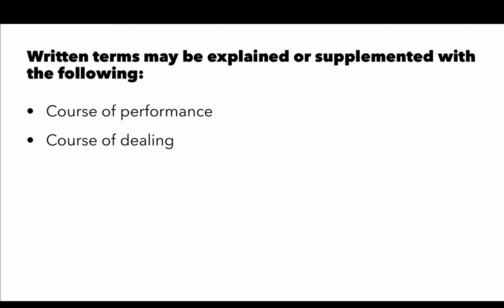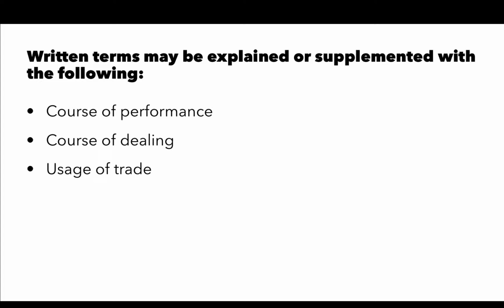If the contract calls for delivery on the 1st of the month, but it turns out that for the past year, the seller has made delivery on the 5th of the month and that's been accepted without complaint, well, that indicates that maybe the 5th of the month is the actual deadline for delivery.